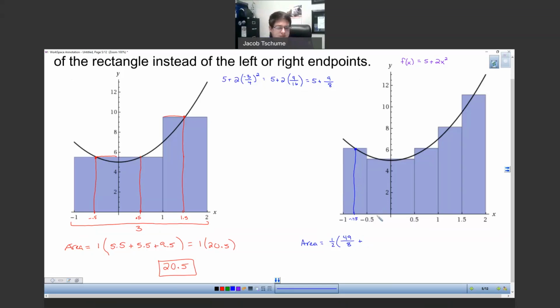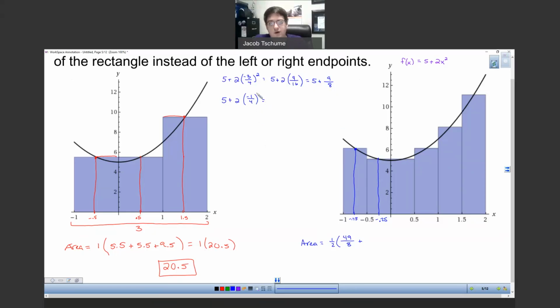Your second interval is from negative 0.5 to 0. This is technically negative 0.25, which, if you go straight up to your function, is not on a tick mark. It's between the 5 and the 5.5 tick mark. So you're going to have to actually calculate this. What I'm going to do is take the original function, and negative 0.25 is the same thing as negative 1/4.